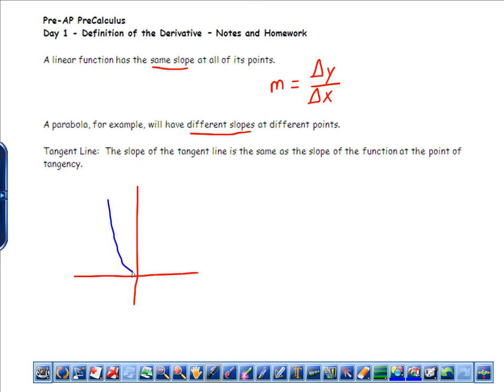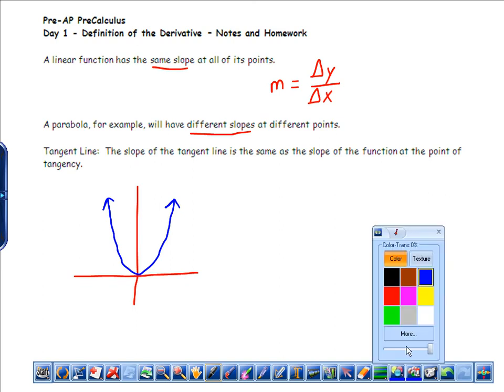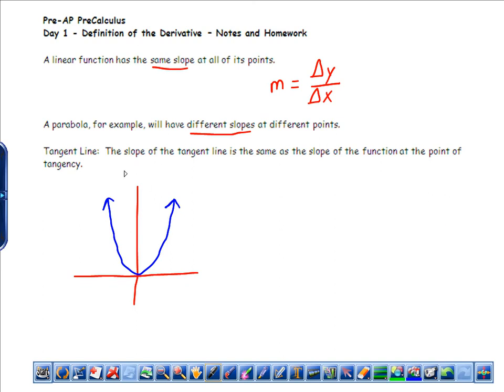So let's say we have a parabola and its vertex is at 0, 0, and if you just zoom in at any one point of this parabola, it kind of looks like a segment of a line, and that's how we're going to think of it. Okay, so we're going to think about tangent lines. The slope of the tangent line is the same as the slope of the function at that point of tangency. All right, so let's put our first point right here.